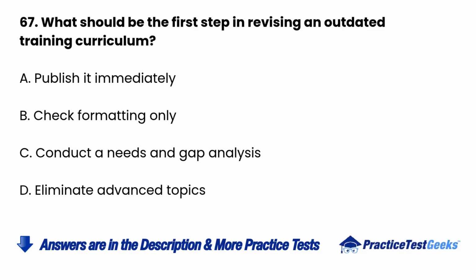67. What should be the first step in revising an outdated training curriculum? A. Publish it immediately. B. Check formatting only. C. Conduct a needs and gap analysis. D. Eliminate advanced topics.